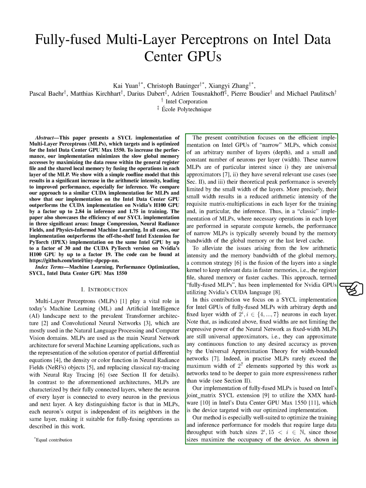Here, we focus on a SYCL implementation for Intel GPUs of fully fused MLPs with arbitrary depth and a fixed layer width of 2 to the power of i neurons in each layer, where i ranges from 4 to 7. Our implementation is based on Intel's joint_matrix SYCL extension to utilize the XMX hardware in Intel's Data Center GPU Max 1550. This method optimizes training and inference performance for models requiring high data throughput with specific batch sizes.